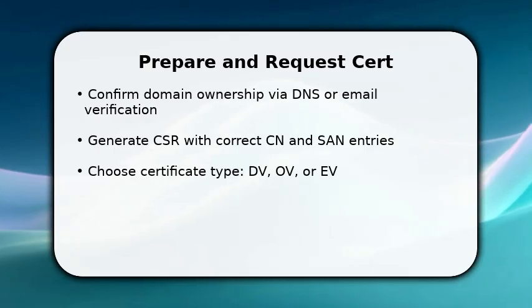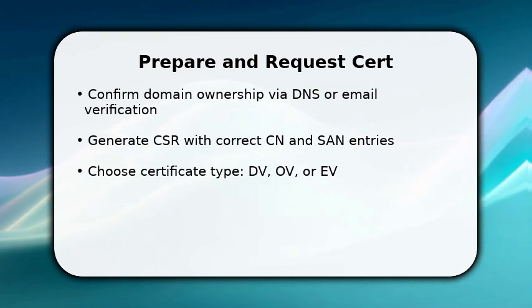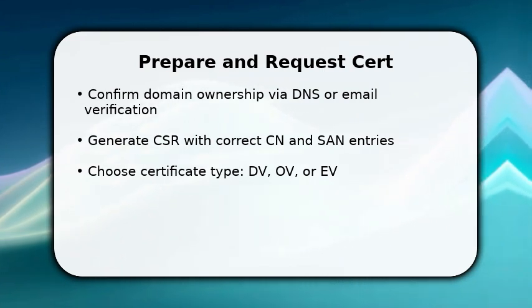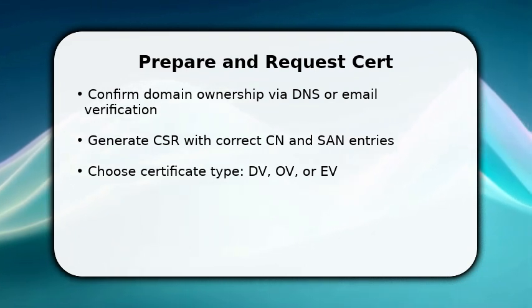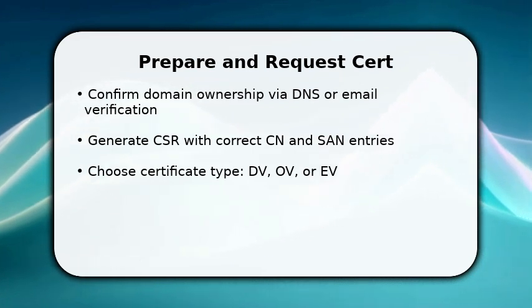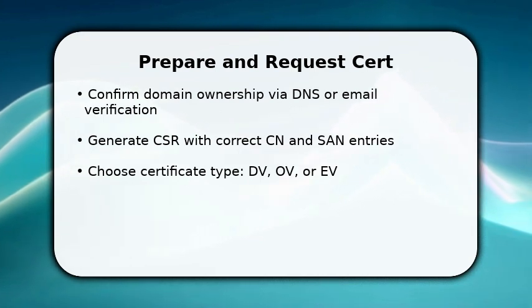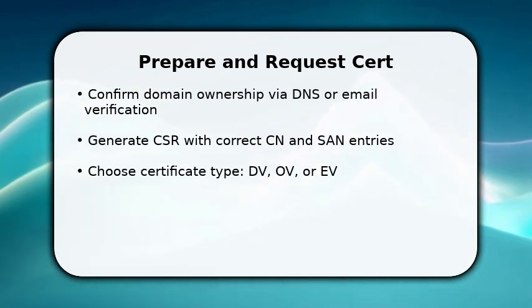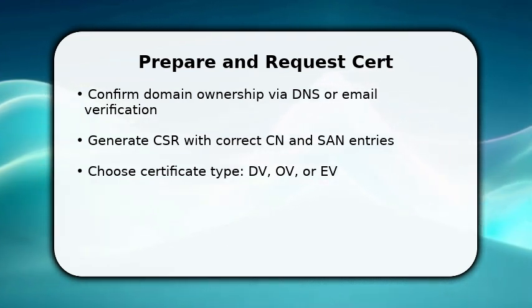You start by proving control of the domain and producing a CSR from your server. This is the foundation. Generate the CSR with the exact common name and any SAN you need, because mismatch breaks HTTPS. Once done, pick the certificate type, DV for speed, OV or EV for higher validation, and submit the CSR to your chosen CA. Make sure to keep the private key secure on the server. You'll need it later for installation and to avoid reissuing.